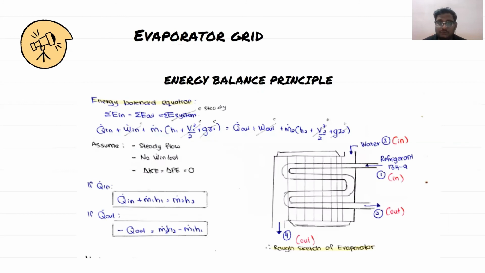Okay, the energy balance principle. Assume that it is in steady flow. When steady flow, energy inlet equals energy outlet. There is no work done, so no work in or work out, and also no kinetic energy and no potential energy. So we will get the formula that Q input equals m dot h1 equals m dot h2. Vice versa for energy when Q is output.